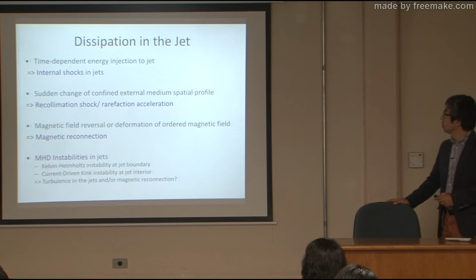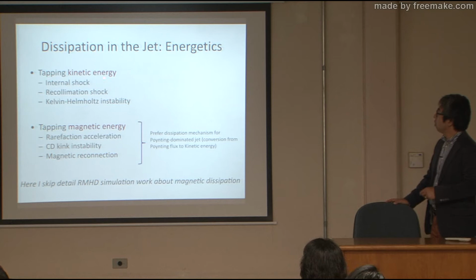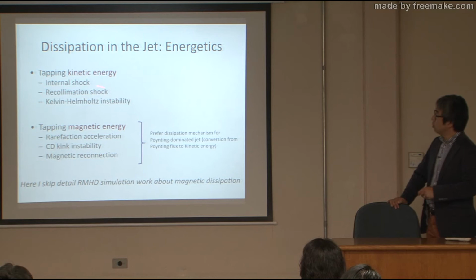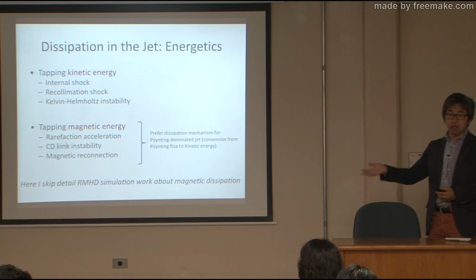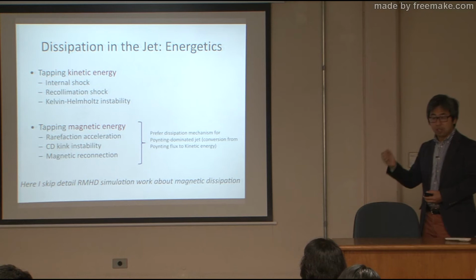So the dissipation of the jet: we have several energy channels. Tapping the kinetic energy are the internal shock, the recollimation shock, and the Kelvin-Helmholtz instability. These change the kinetic energy. But we prefer the case where magnetic energy is compared to kinetic energy. In the internal shock case, kinetic energy is compared to thermal energy, and this is better for conserving shock acceleration. So particle acceleration is made in this kind of part.